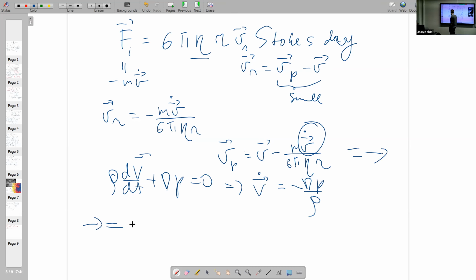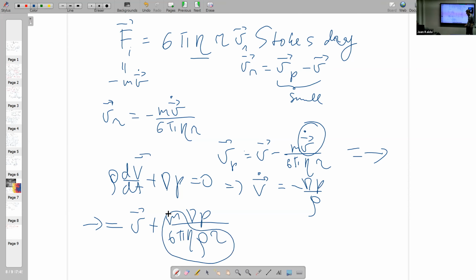We obtain now this as V, minus, probably plus because we have minus minus, m gradient of P divided by 6 pi eta rho r. We have here a small parameter, this is a constant, and we have here the gradient of P.